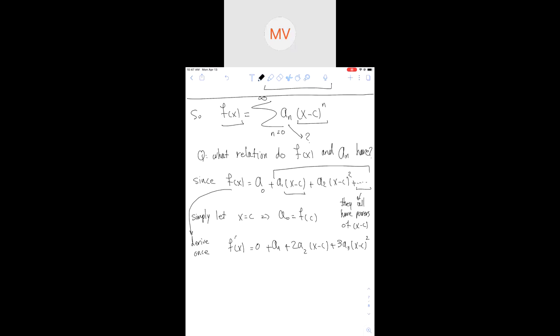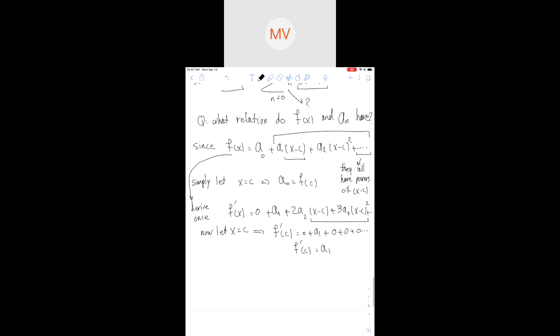But the point is, now if you let x equal c in this one, as you can see, f prime of c equals 0 plus a sub 1 plus a bunch of zeros because these all have x minus c in them. So for that reason, f prime of c is a sub 1. So I found that one. We take another derivative, we find a sub 2, okay?